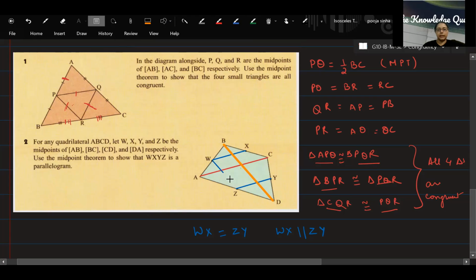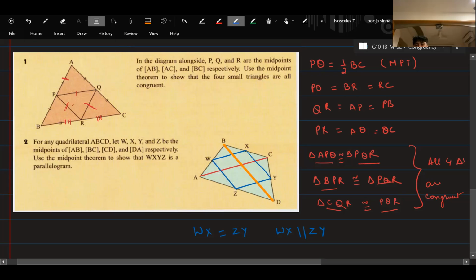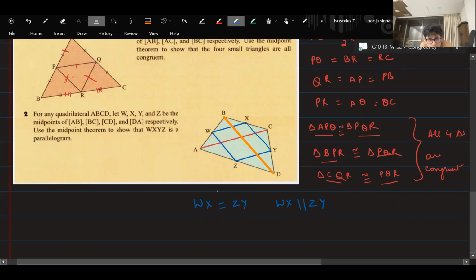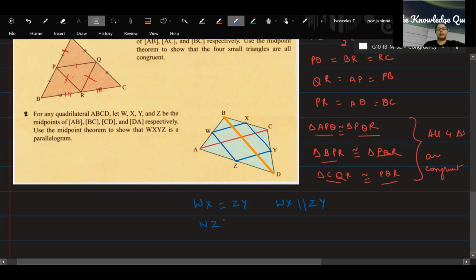Arya, would you like to add something here? No, miss, I was going to say the same thing, but Arsh doesn't let me speak. Arsh, let him speak. Yeah, Arya, go for it. So, line WZ is equal to half of line BD. Wait, I said it the wrong way. WZ is equal to half of line BD.